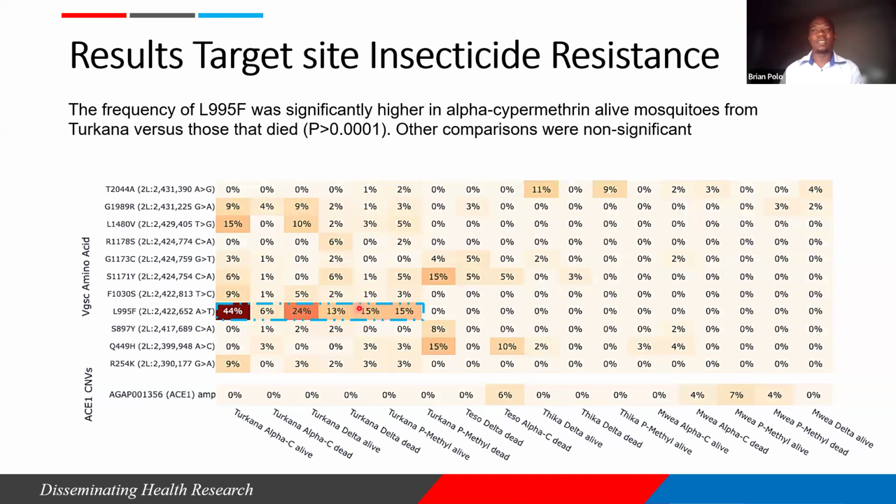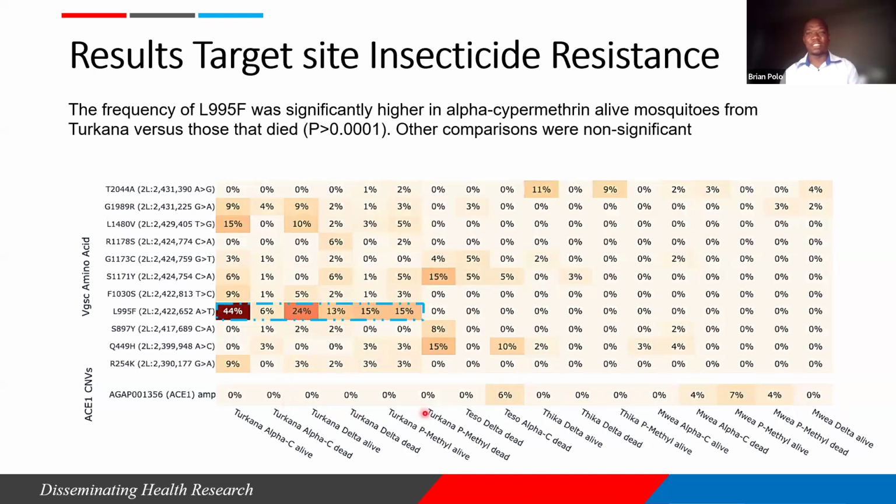To investigate whether the L995F mutation could explain the observed resistance to pyrethroid in Turkana, the difference in SNP allele counts was tested by a significance association test with bioassay outcome, that is either dead or alive, and we used the Fisher exact test. From this, we observed that the frequency of L995F was significantly high in alpha-cypermethrin alive mosquitoes from Turkana versus those that were dead. All the other comparisons were not significant.